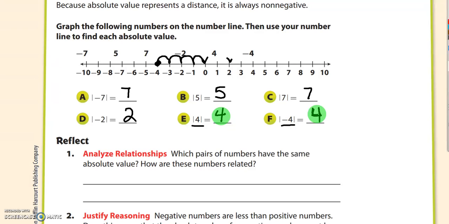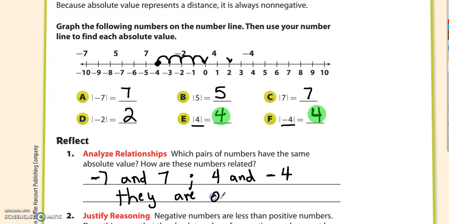So let's go ahead and list which pairs of numbers have the same absolute value. So -7 and 7 have the same absolute value, and there's one other answer. 4 and -4, those got the same absolute value. And when it says how are those numbers related, what are those numbers called? They are each other's opposites. They are opposites. That is an acceptable answer for reflect number 1. Now I need to make some space and move up so I can help you answer number 2.